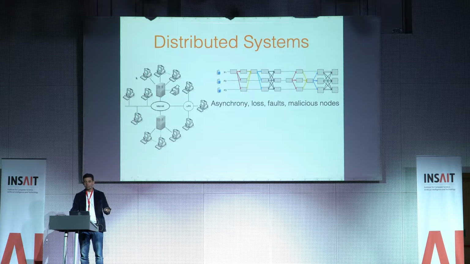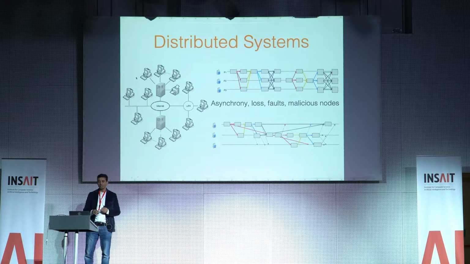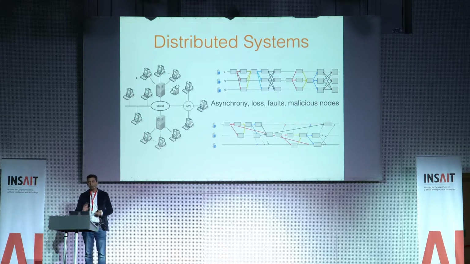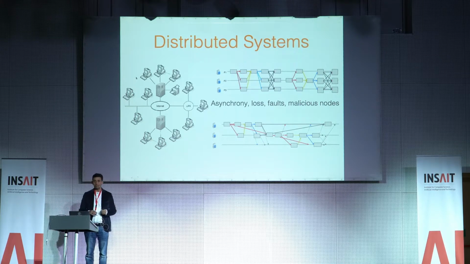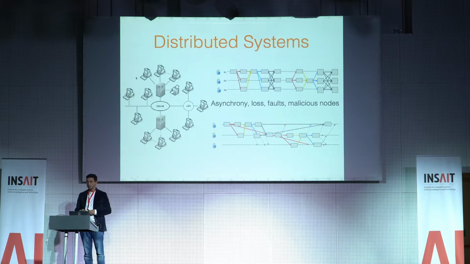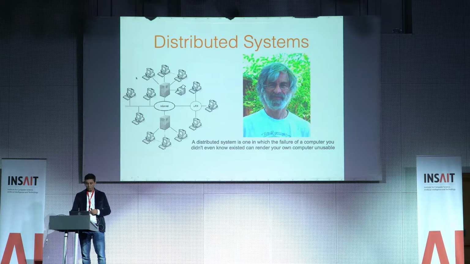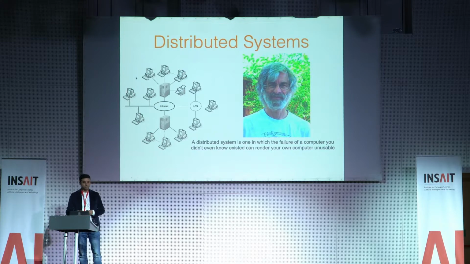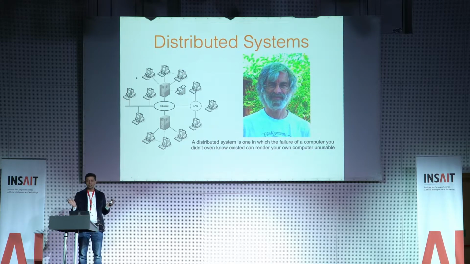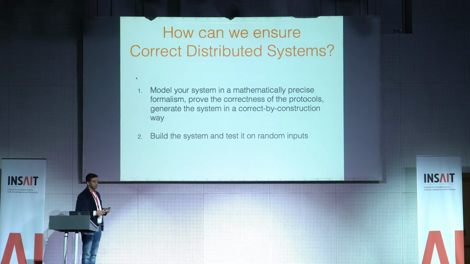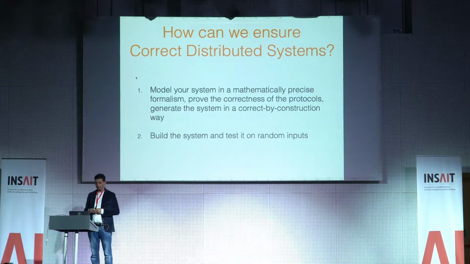Because when you send a message to another machine, maybe the network has a latency, the message gets dropped, some nodes may crash, some nodes may have malicious behavior, and so on. So getting distributed systems correct is actually a very difficult problem. And in fact, there's a very famous quote by Leslie Lamport that said, a distributed system is one where the failure of a computer that you didn't even know existed can render your own computer unusable. So now the question is, how can we ensure correct distributed systems?